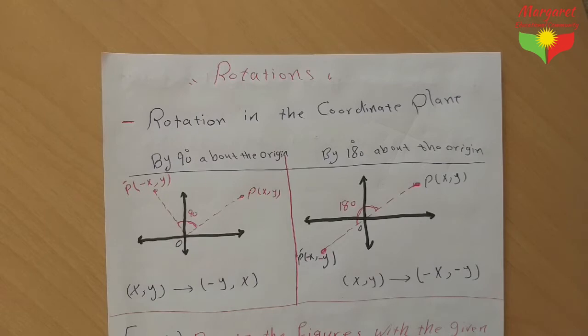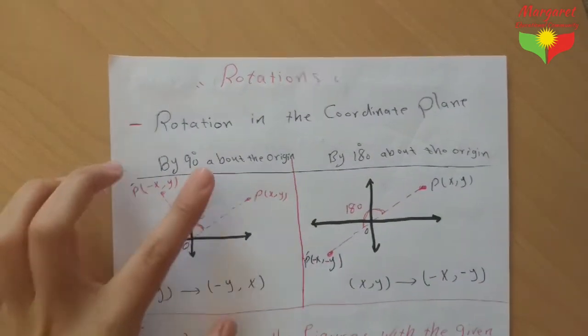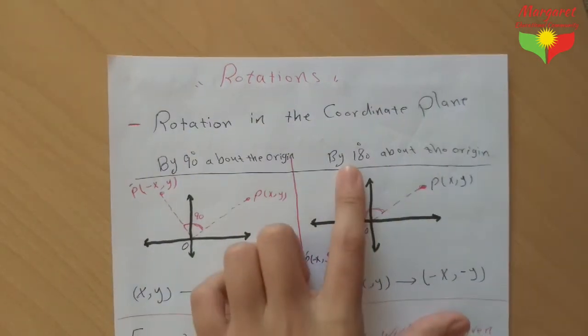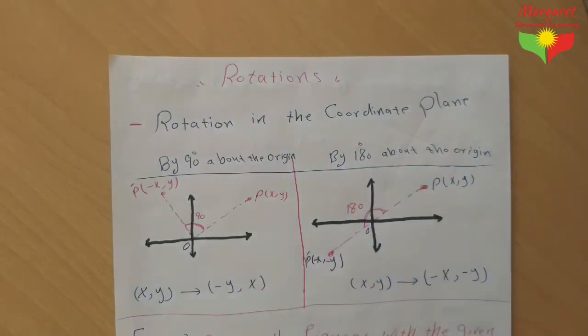The first rotation in the coordinate plane is called by 90 degrees about the origin. And the second rotation in the coordinate plane is called by 180 degrees about the origin.